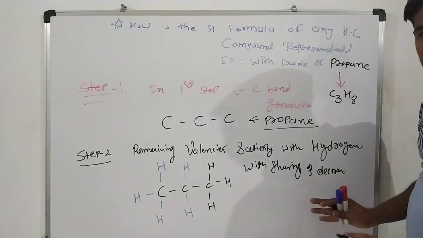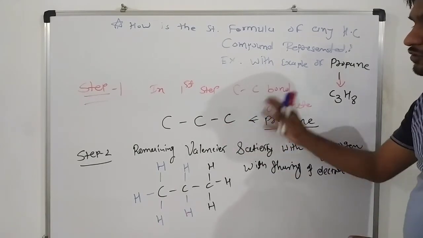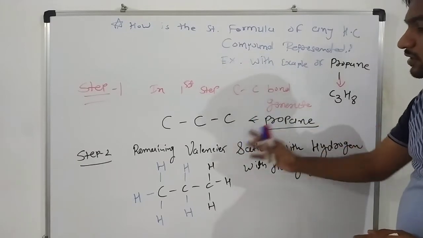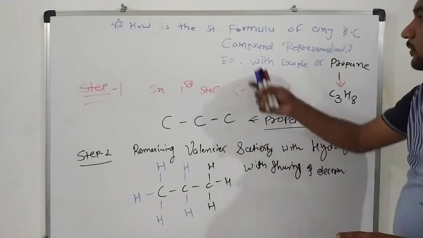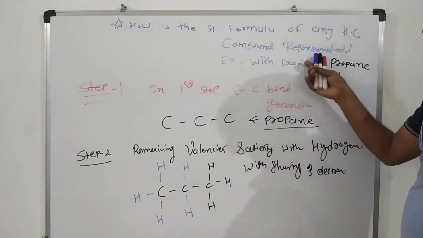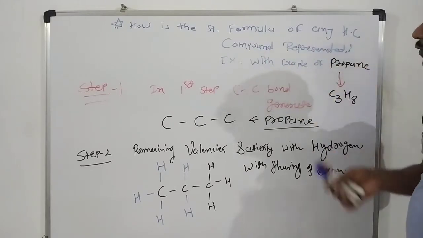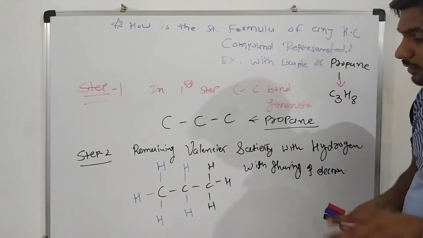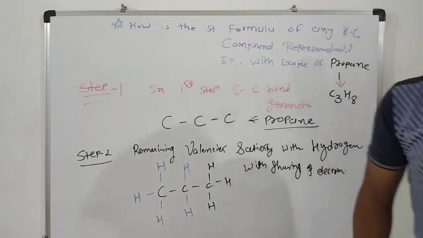I hope you understood all this topic, this question and this concept of electron dot structure and the structural formula of any compound, with the example of propane. Okay, if you want to take a screenshot, then please take it.